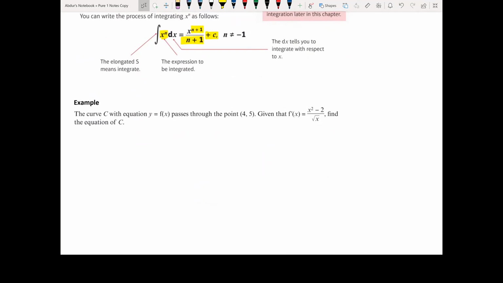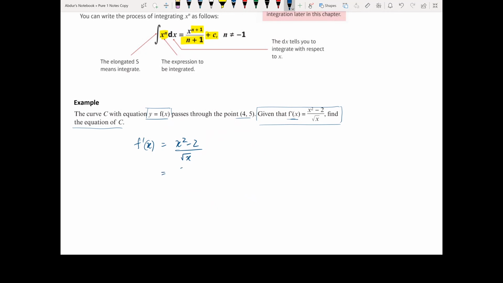To begin with, we're given the curve with equation y is equal to f of x, and it passes through the point (4, 5). We don't know what the actual equation is, but what it does give us is f dashed x, which is the gradient function of that particular curve. So we need to go back from this gradient function, and we're trying to find the equation of the curve, i.e. we're trying to find out what f of x is. Let's start by writing down what we're given. f dashed of x is equal to x squared minus 2 over square root of x. And we want to find out what f of x is, which is the equation of the curve.